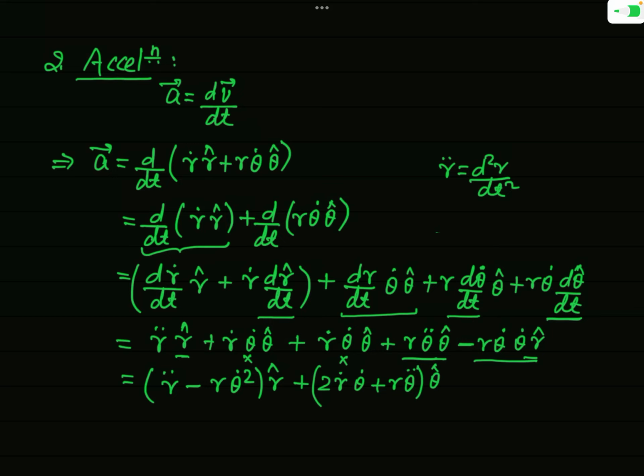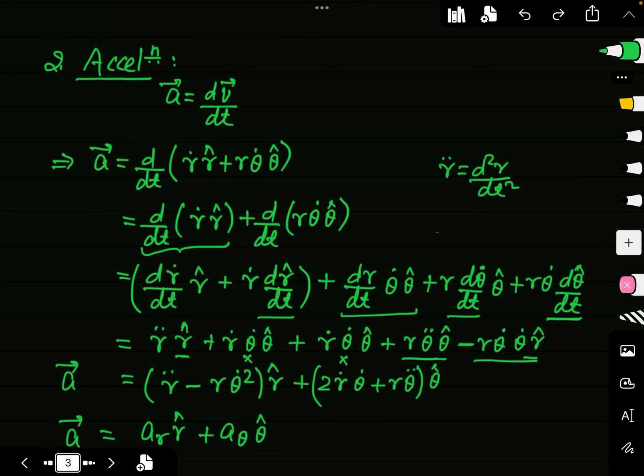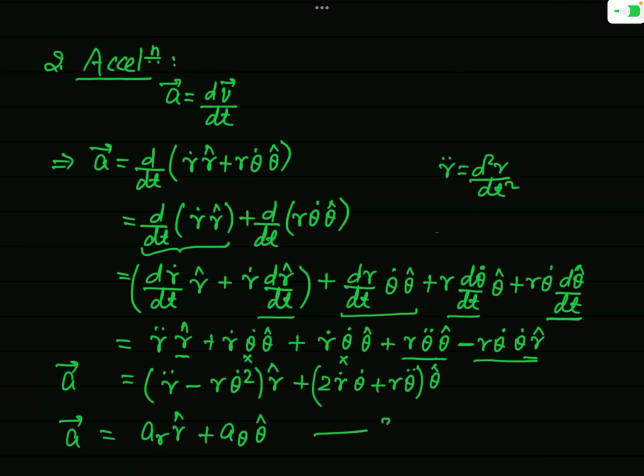Now, this is the expression for acceleration of the particle moving in this plane in terms of the plane polar coordinate system. Now, you can write this expression as AR times R hat plus A theta times theta hat. Okay? And what will be the equation number? You can say this will be equation number 3. Actually, here I have used the symbol AR at the place of this much, and A theta at the place of this much. Okay.